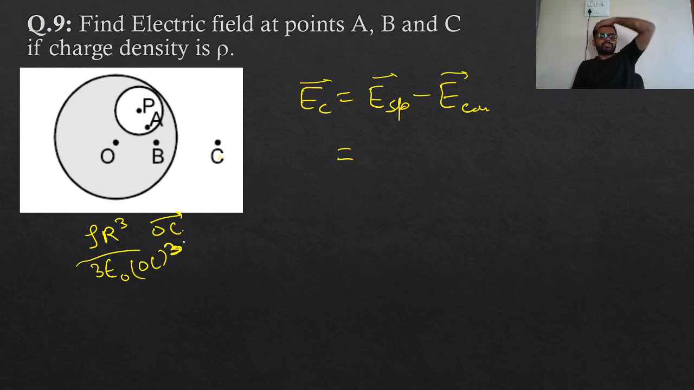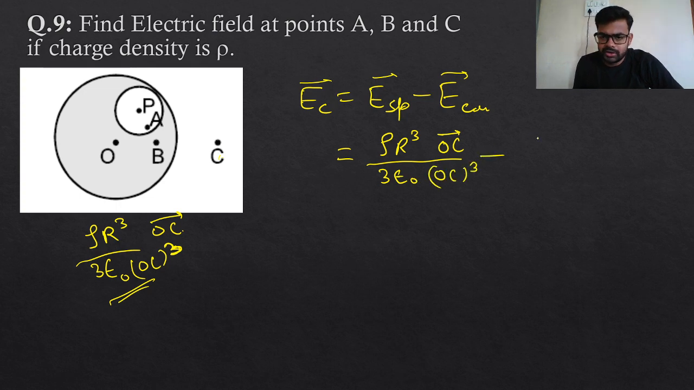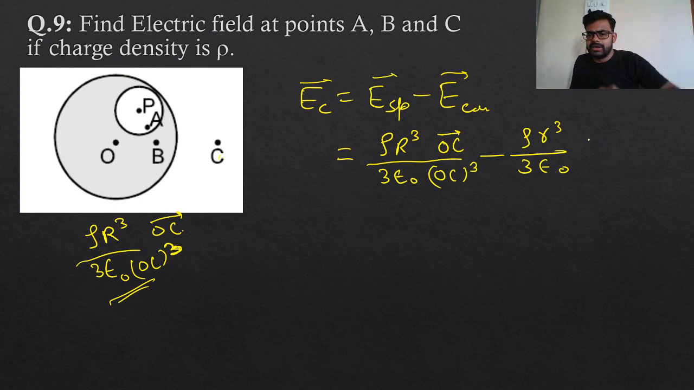Why? Because this is OC cap. OC cap can be written as OC vector divided by OC, and OC square was already there, so you will get it like this. So rho r cube OC vector divided by 3 epsilon naught OC cube. Due to cavity, the point is outside the cavity. So rho r cube upon 3 epsilon naught. Here the center of the cavity is P and the point is C. So PC vector divided by PC cube.